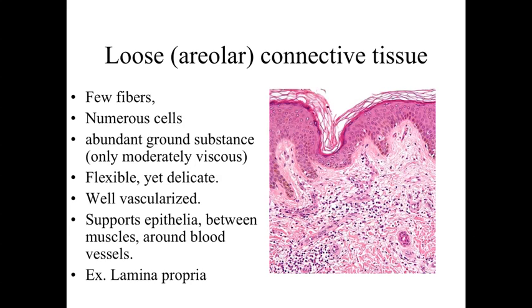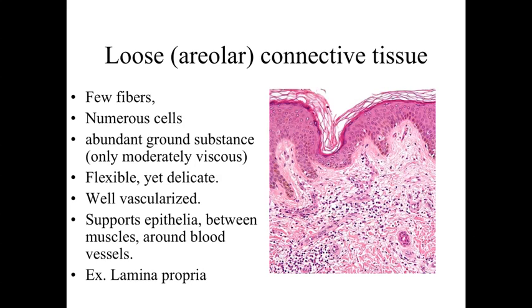And so we commonly find a loose connective tissue supporting the epithelia, but you'll also find it supporting other structures within the body, very commonly between muscles, around larger blood vessels, as well as scattered throughout the body. But again, the classic location is the lamina propria underlying an epithelium.